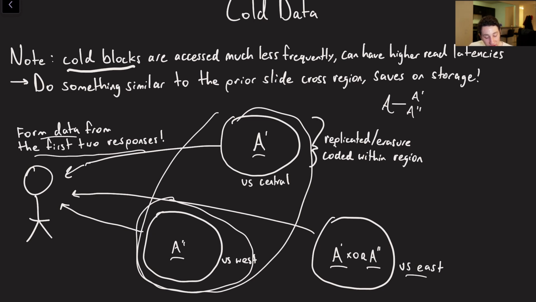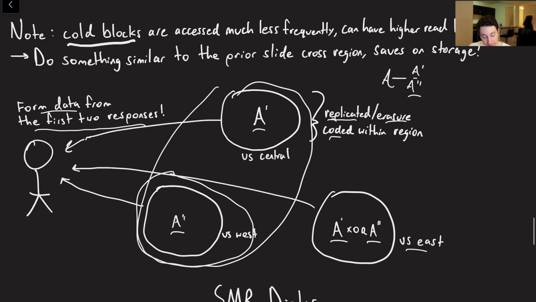And then, of course, within a region, we're still doing replication of this A prime or this A double prime, and we're still doing erasure encoding to ensure that we have fault tolerance within a region as well.